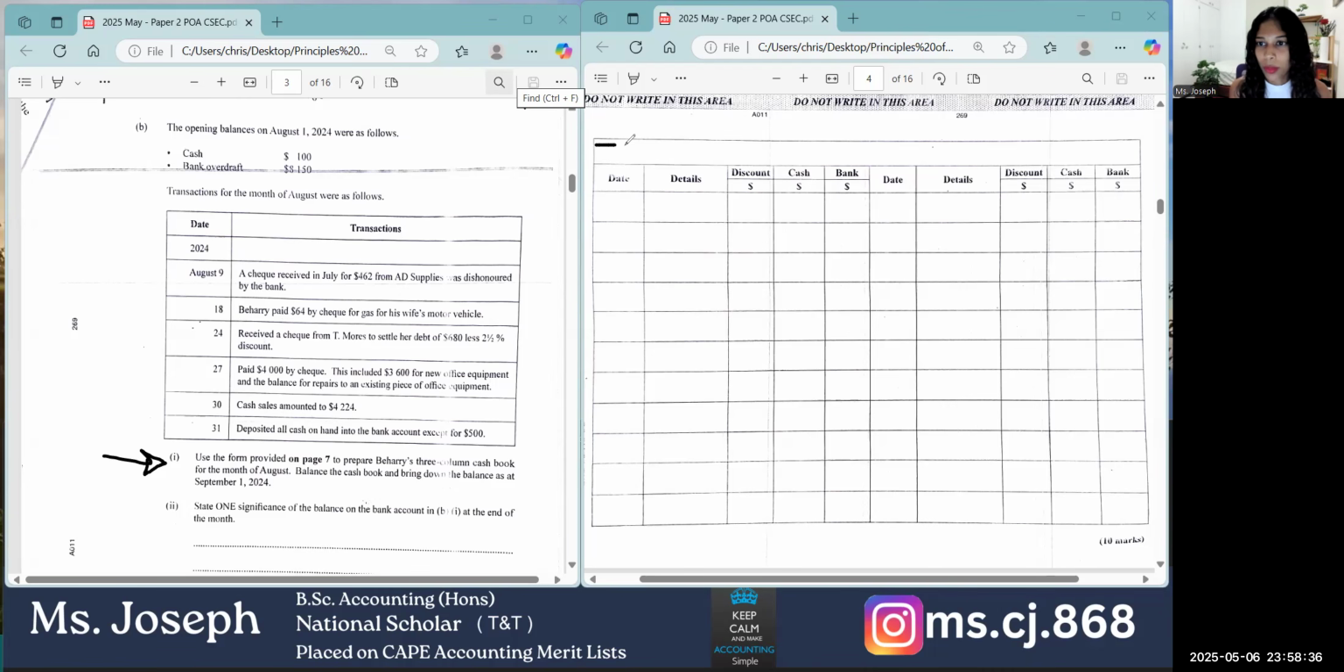Page 7 would be what I have on the right-hand side of the screen. We are literally going to prepare the 3-column cash book. Let's just put Bihari's name on top.